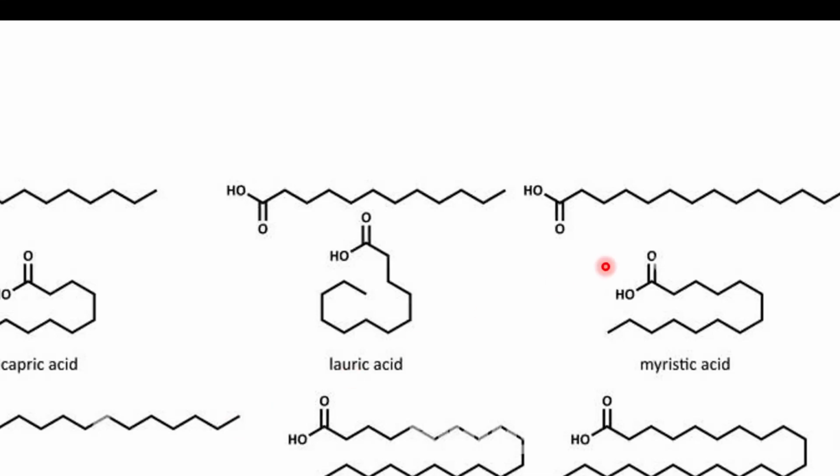So arachidic acid is a saturated fatty acid with 20 carbons. So that is the correct answer. Maximum number of carbons among all these fatty acids. There are other acids that I have mentioned here in the structures for you guys to remember.